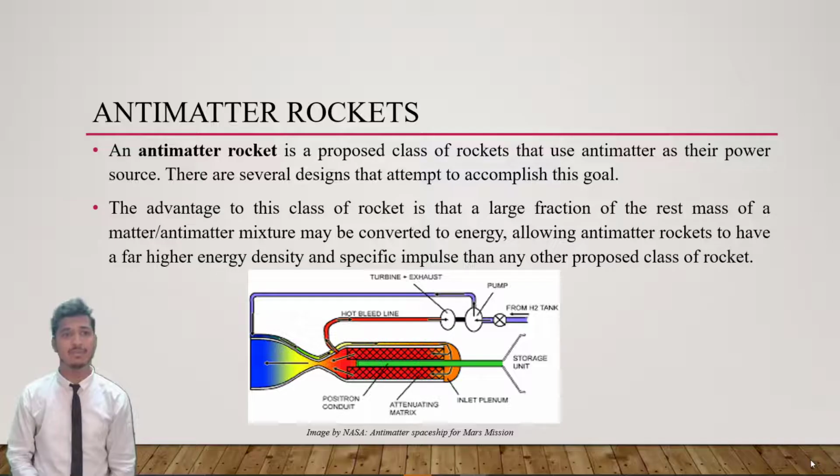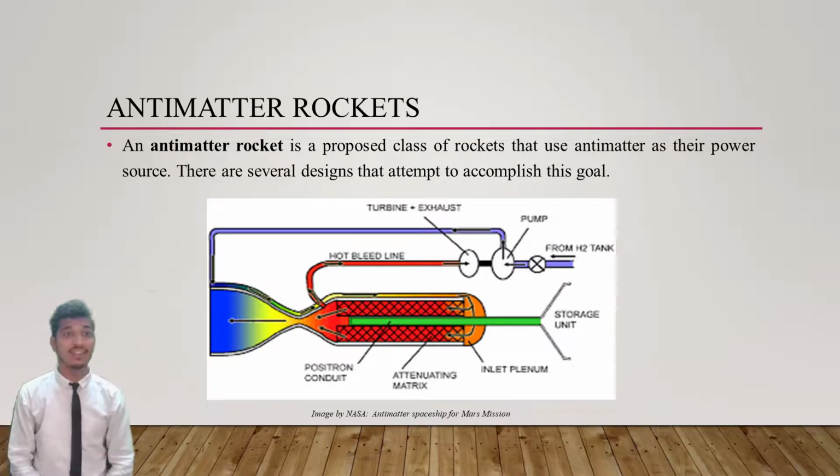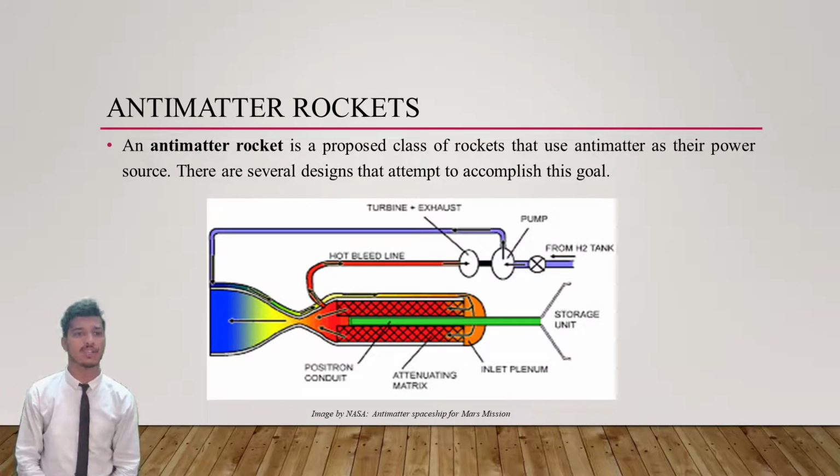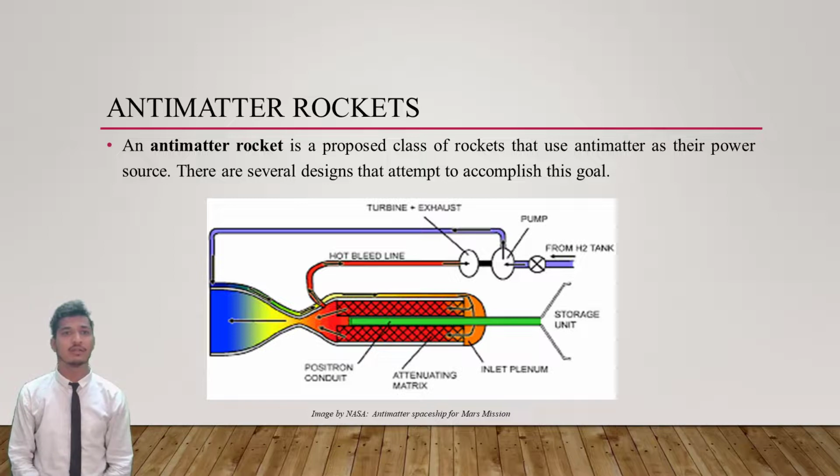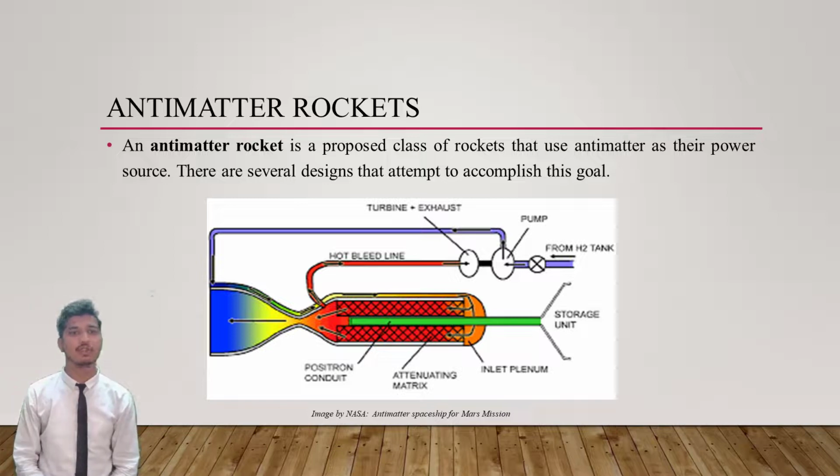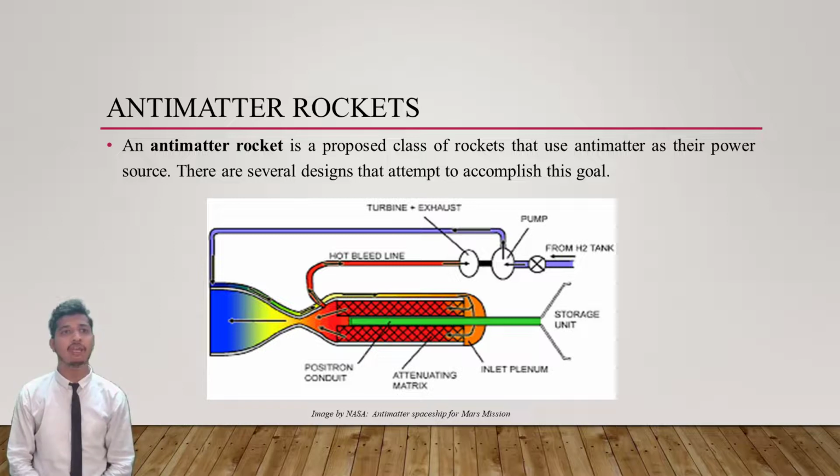Coming to the next slide, that is the antimatter rocket. An antimatter rocket is a proposed class of rockets that use antimatter as their power source. There are several designs that attempt to accomplish this goal. The advantage of this class of rocket is that a large fraction of the rest mass of a matter or antimatter mixture may be converted to energy, allowing antimatter rockets to have a far higher energy density and specific impulse than any other proposed class of rocket.